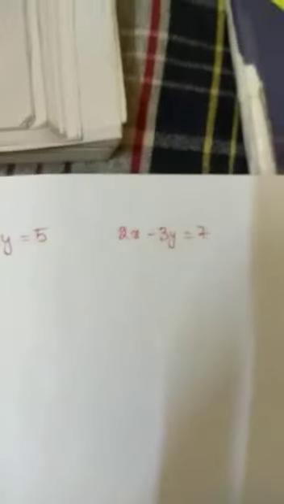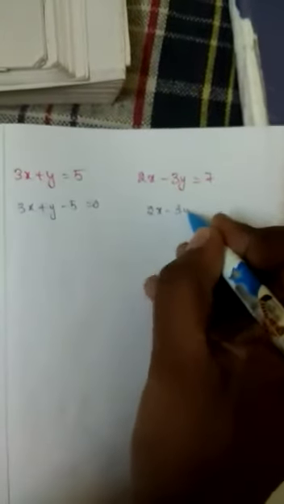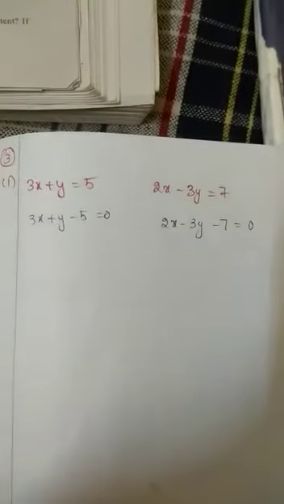Third question, first one. Okay, so remember, always when you get the equation, to find out you have to bring the constant to this side. So it becomes 3x plus y minus 5 equal to 0. Here, bring the constant to this side, plus this to that side, so this side will become minus 2x minus 3y minus 7 equal to 0.